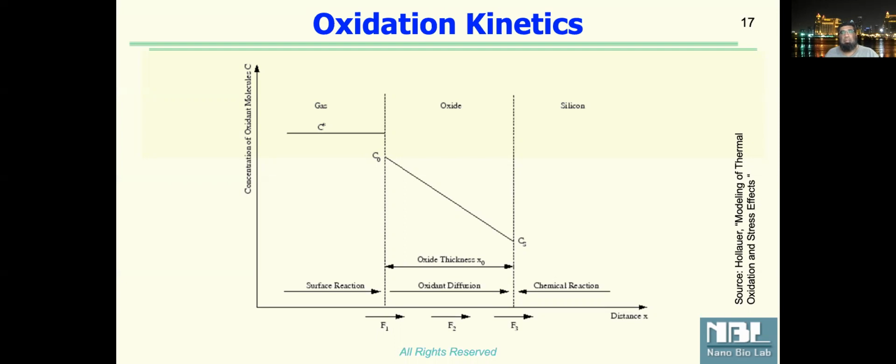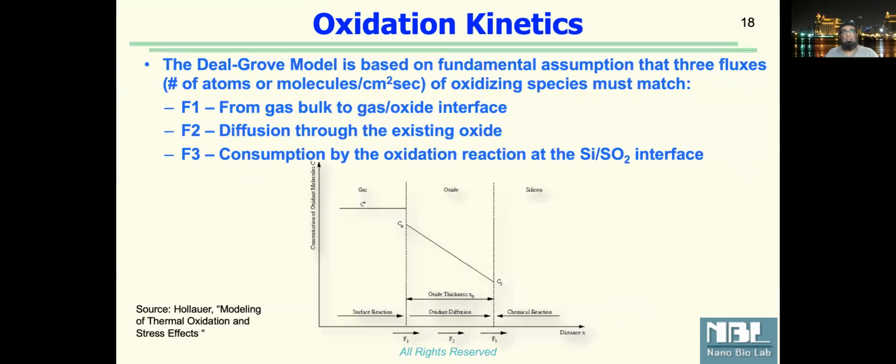They will help us, these fluxes, they will help us understand how reaction occurs or how oxidation progresses. So F1 is the flux from the bulk of gas to the gas oxide interface, the oxide that's already been made. Then F2 is the diffusion through the existing oxide, and then F3 is what is actually the chemical reaction occurring at the silicon dioxide interface.